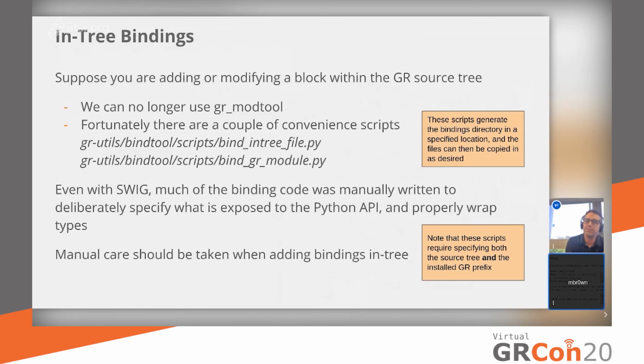But for in-tree, we don't have mod tool. So there are some other convenient scripts, and there have been some growing pains there with folks that have used them, Martin being one of them. What these scripts do is create your bindings directory somewhere else that you specify. They also require that the source tree location be specified and the prefix specified. So take a look at these scripts if you're modifying in-tree files.